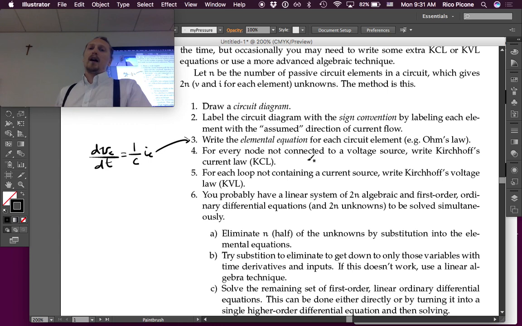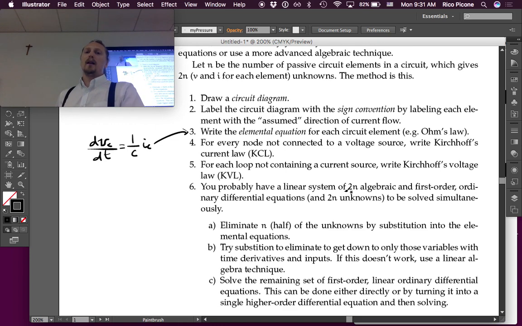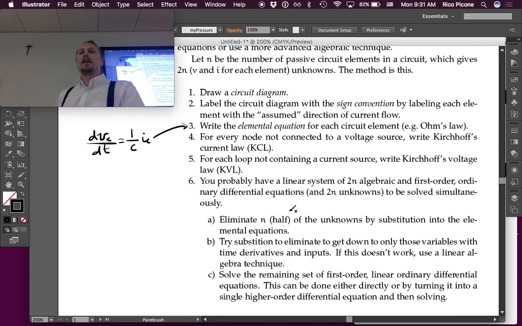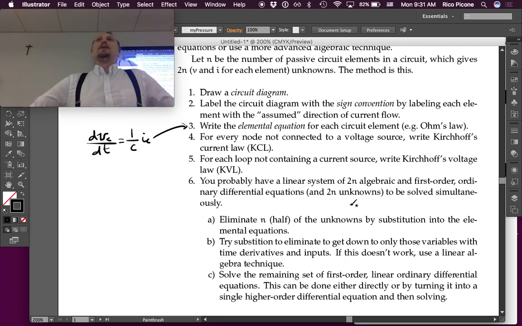You probably have a linear system of 2n algebraic and first-order ordinary differential equations, and 2n unknowns to be solved simultaneously. So in theory, at this point, I could be like, do maths and solve. Usually, you guys will be able to do steps 1 through 5 without too much trouble. And then we wade into the weeds of algebra and differential equations, and then people get pretty lost in here.